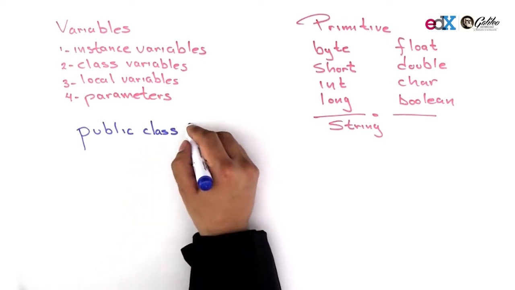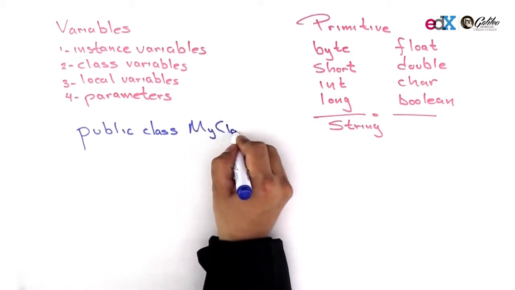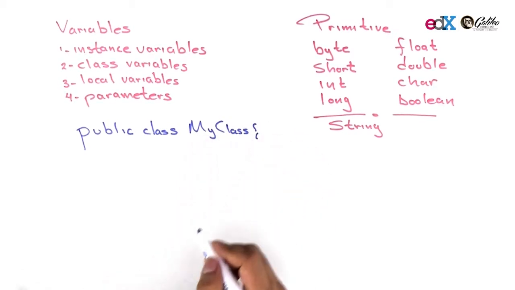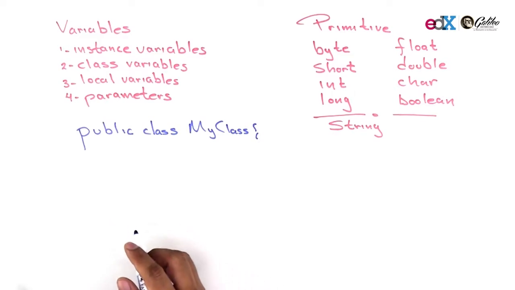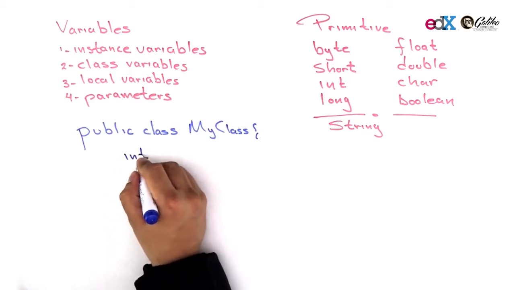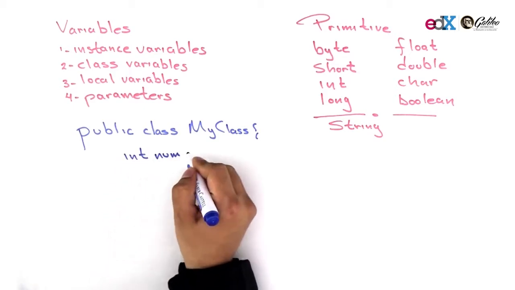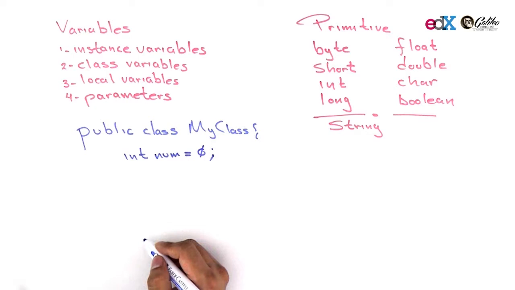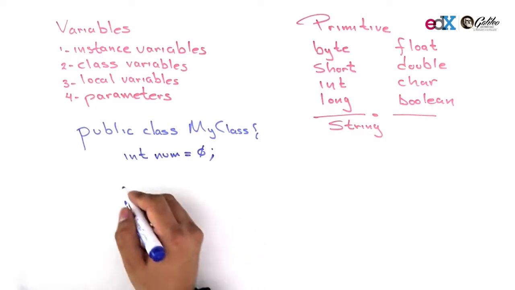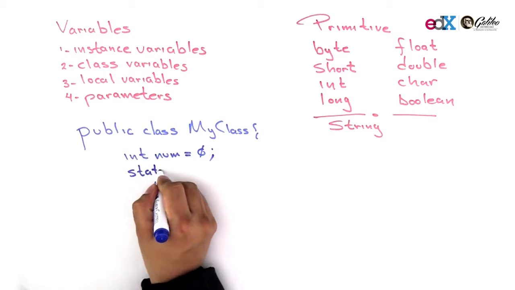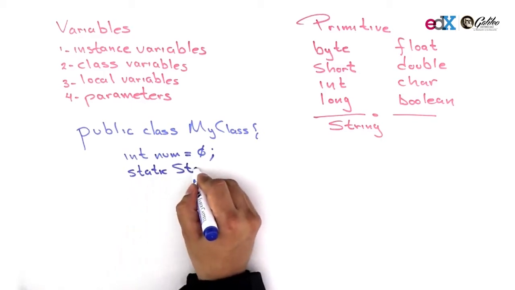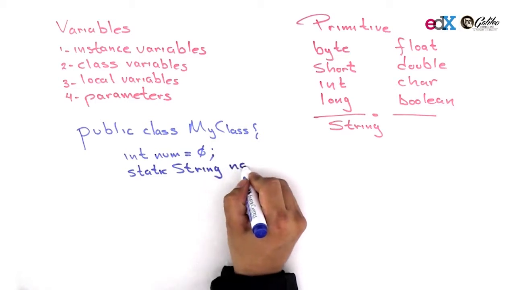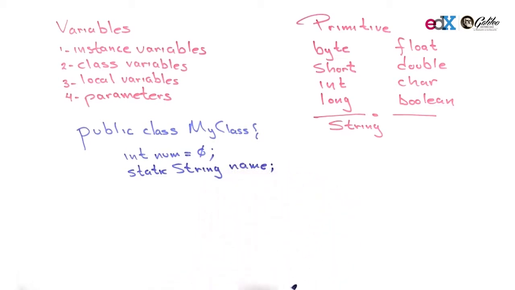I will declare my class. Braces, and the first example will be the instance variable. I will declare an int in the variable named num, and we will initialize with 0. The second will be a class variable. We declare a static string name. You don't have an initial value.